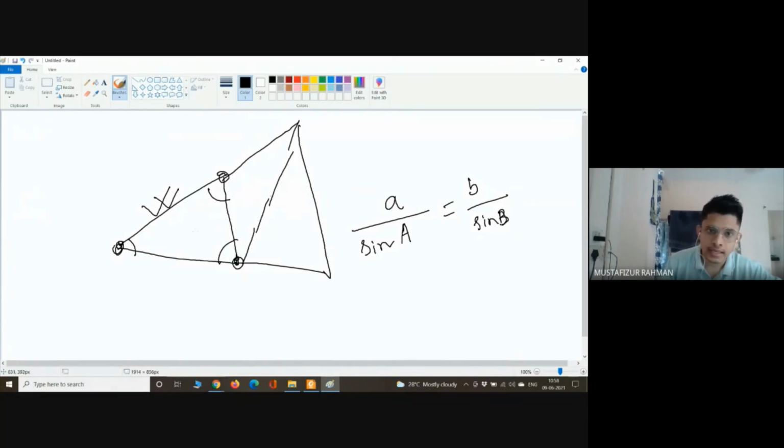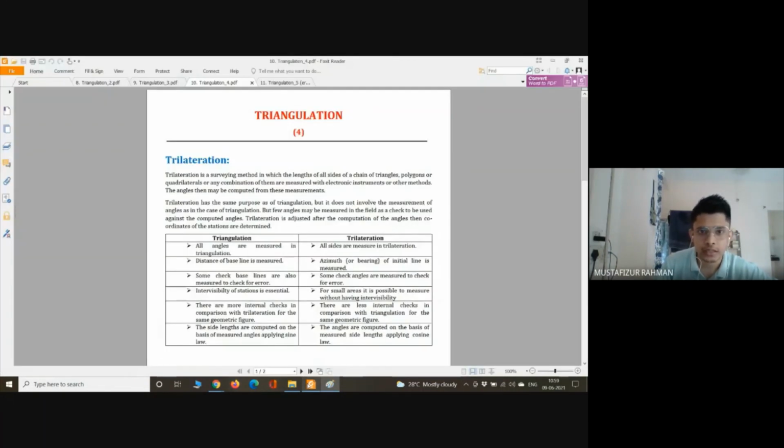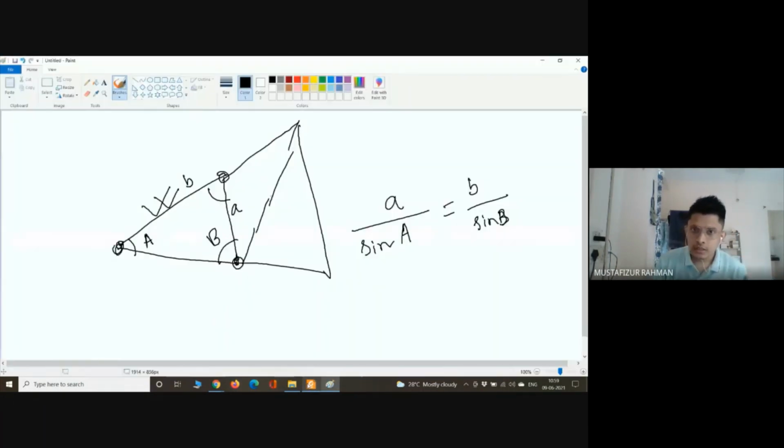What is A? A is the length of the side which is opposite to the angle A. What is small b? Small b is the length of the side which is opposite to angle B, like that. But in trilateration, we don't measure the angles, we measure the sides, the distances of the sides directly. So that is the only difference between triangulation and trilateration.